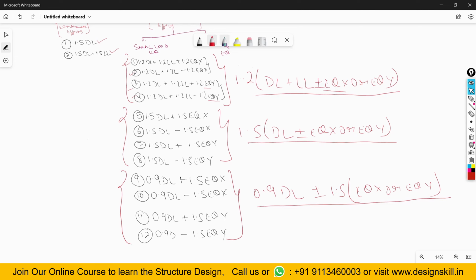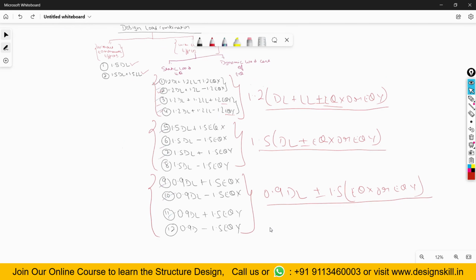But when you have to define in the software, you have to define all the 12 load combinations separately in the ETABS software. So all the 12 load combinations will be defined separately in the ETABS software. That you have to keep in your mind.